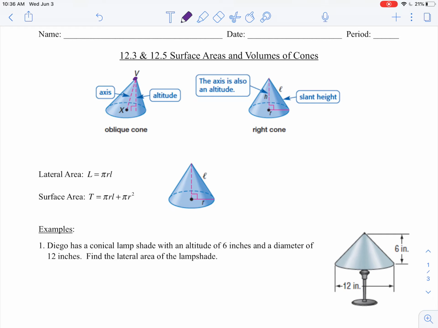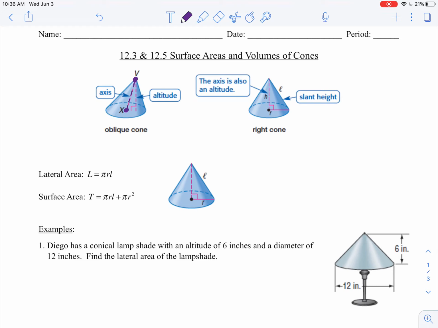bottom of the cone. When we talk about cones, we have two different types of cones based on how they look, an oblique cone and a right cone. Like the other shapes we've discussed, a cone is oblique if its axis is not perpendicular to the base. The cone is right if the axis is perpendicular to the base. Just like in our other shapes, we're going to connect the vertex point to the center of the base in order to find our axis.